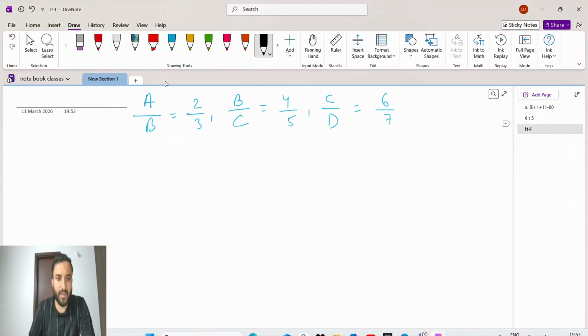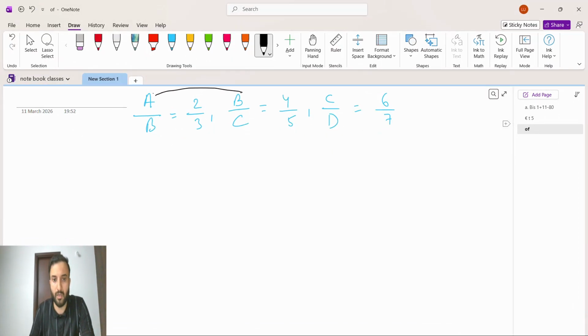Okay, so for finding A, what will we do? A is in the numerator, so we'll go with the numerator. A to B, B to C. So 2 eights are 8, 8 sixes are 48. We have found A is 48.